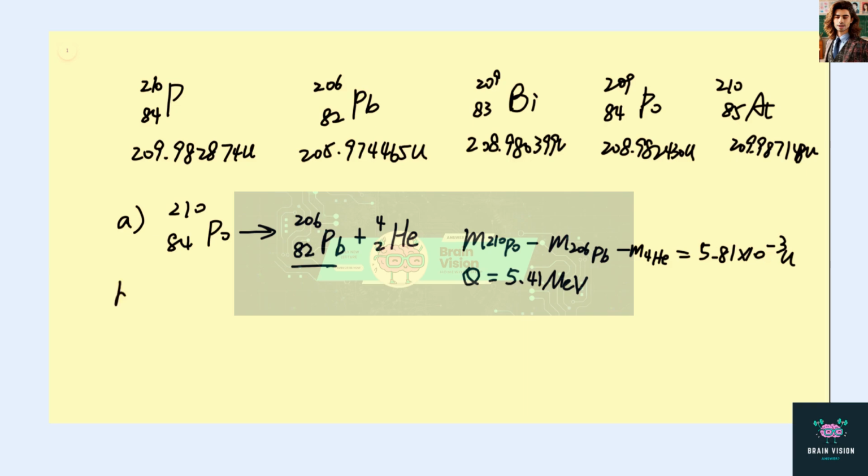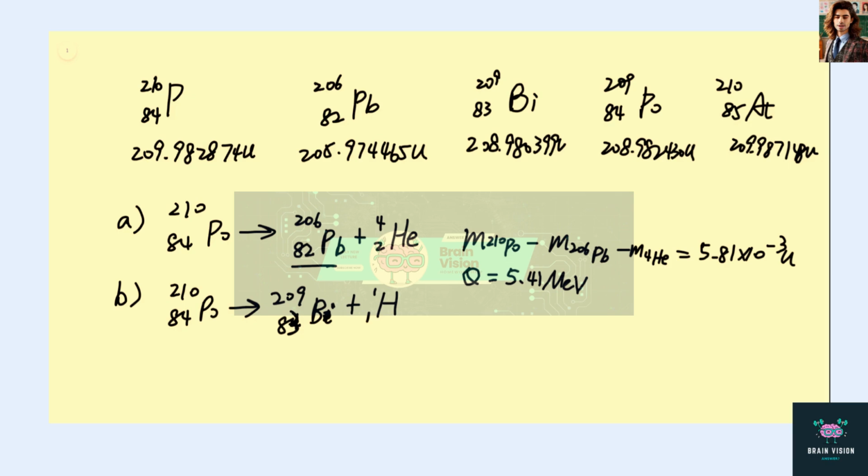And then part B asks us to check whether polonium-210 is energetically stable with respect to emitting a proton. So if it emits a proton, it becomes 209, actually bismuth-209, because a proton also carries an atomic number, of 83, plus a proton, which is a hydrogen atom.